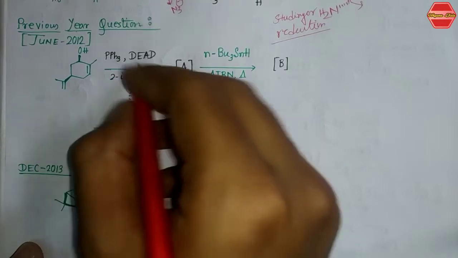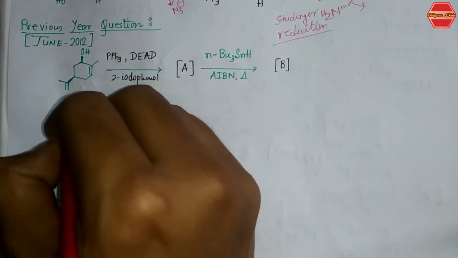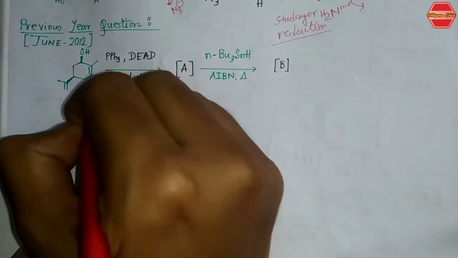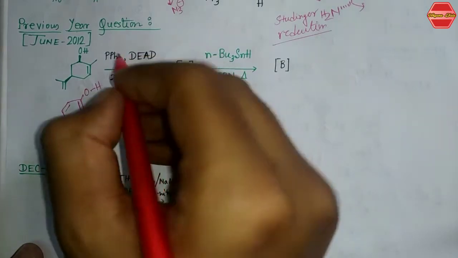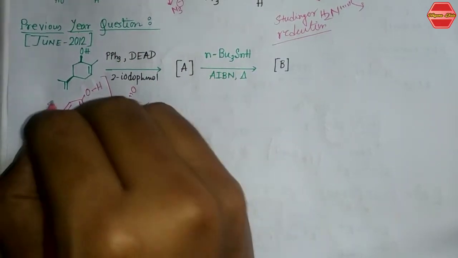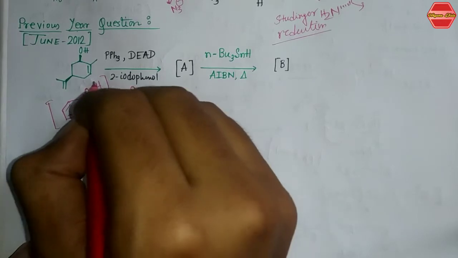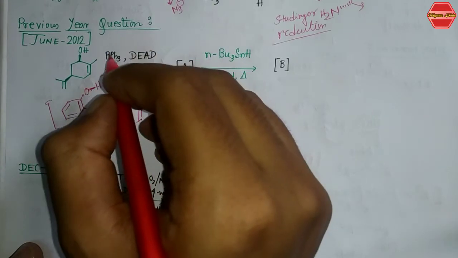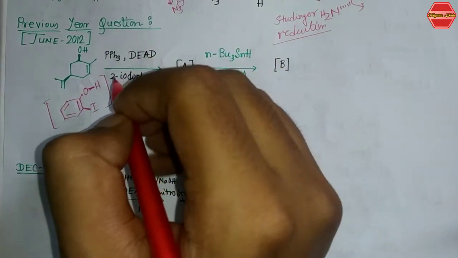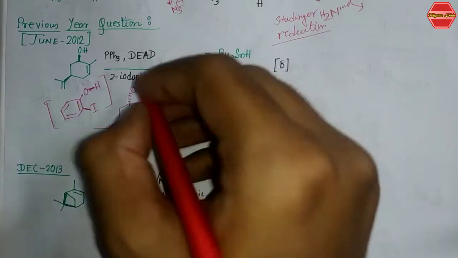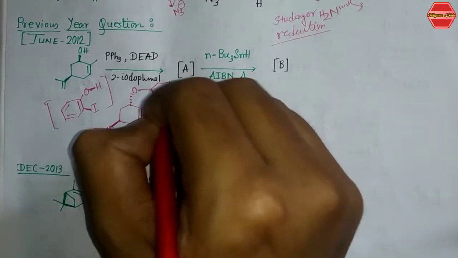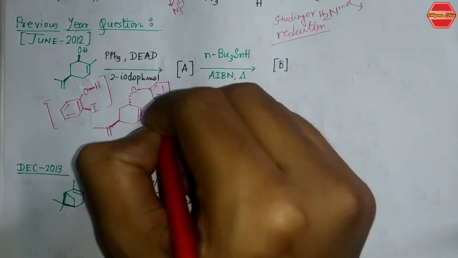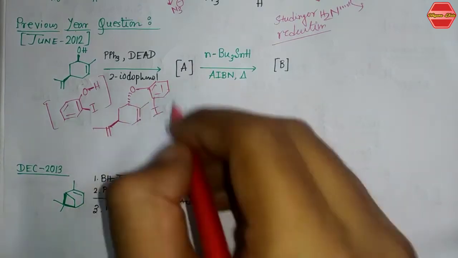Now what about the 2-iodophenol? The 2-iodophenol looks like this. This is iodo. This is your OH. Now this is your 2-iodophenol. In this 2-iodophenol, this hydrogen of the oxygen is abstracted by the reagent combination of PPh3 and DEAD. Then you get this O minus, and the final product looks like this. So this O minus directly attacks over here, and you get the final product. So that is what you get. This is the final product. So this is your A.